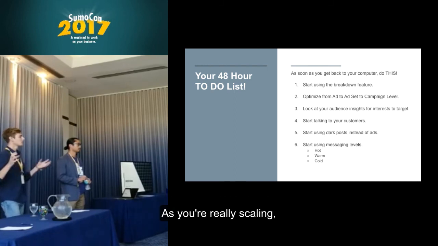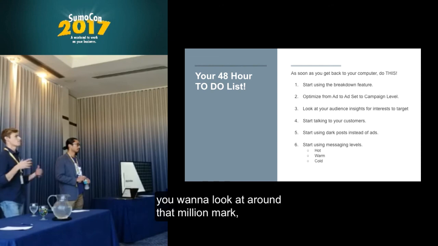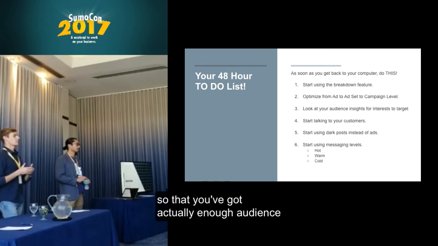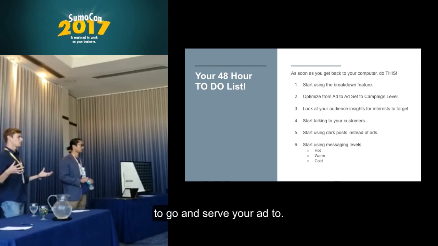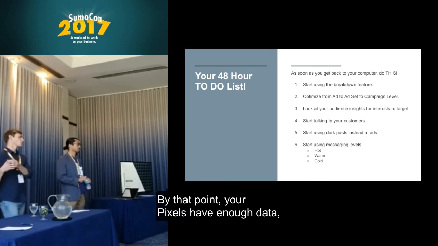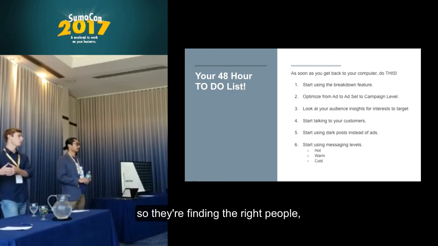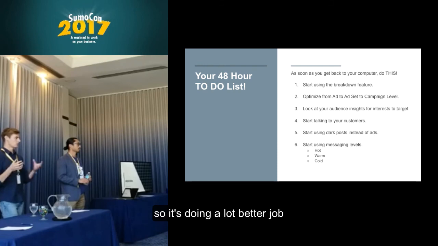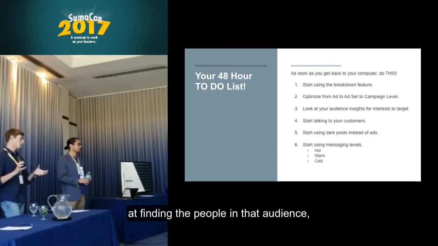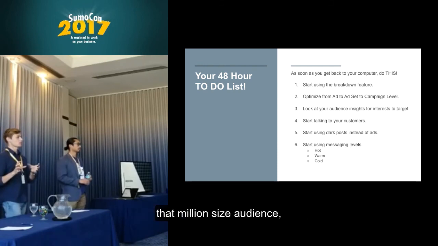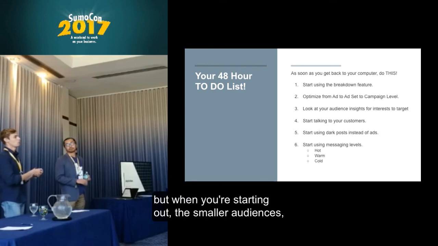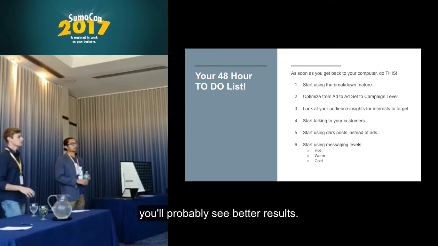As you're really scaling and starting to get a little bit bigger, you want to look at around that million mark, so that you've got enough audience to serve your ad to. And by that point, your pixels have enough data, so they're finding the right people. You've validated your ads, so it's doing a lot better job at finding the people in that million size audience. But when you're starting out, with those smaller audiences, you'll probably see better results.